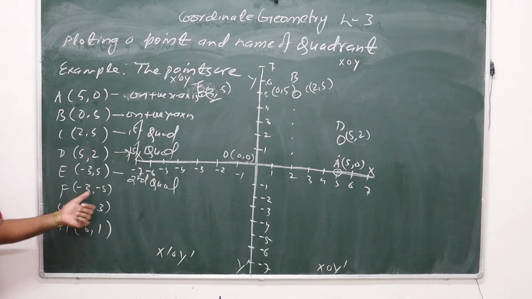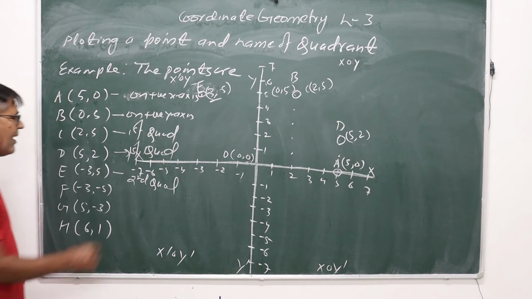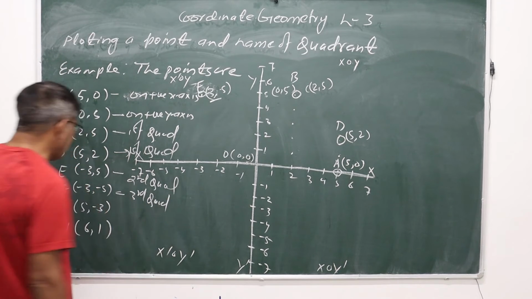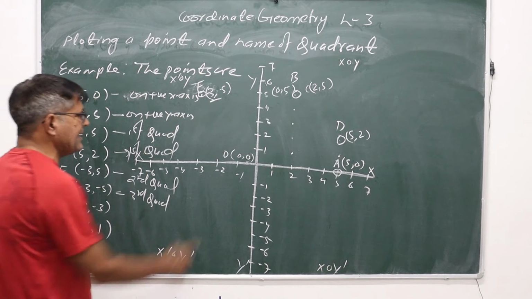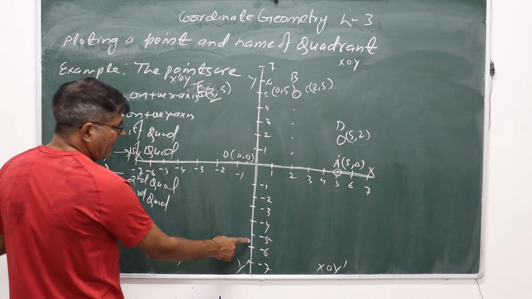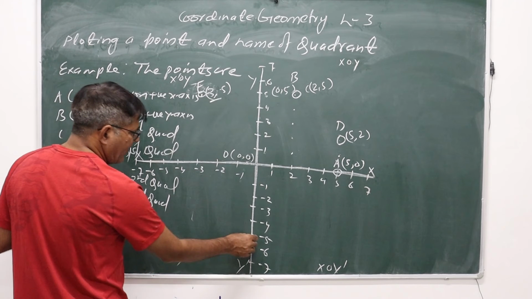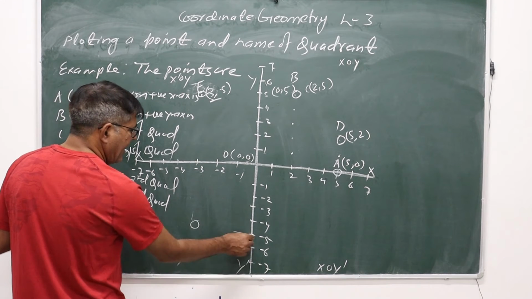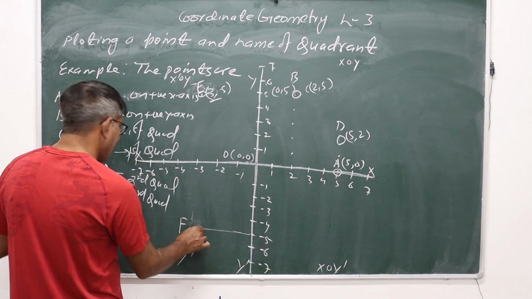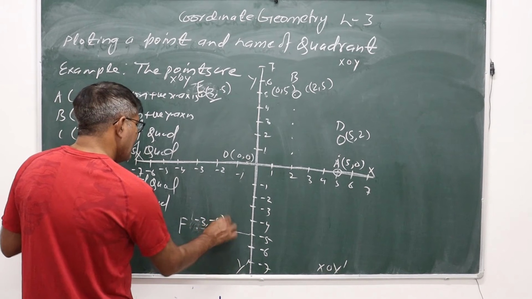Then the next point F. The abscissa is also negative and y is also negative. So this will be in the third quadrant. Now how will we plot it? On the negative x-axis minus 1, minus 2, minus 3 and on the negative y-axis minus 5. So parallel to minus 3 and minus 5, this is the point F, which is your (-3, -5).